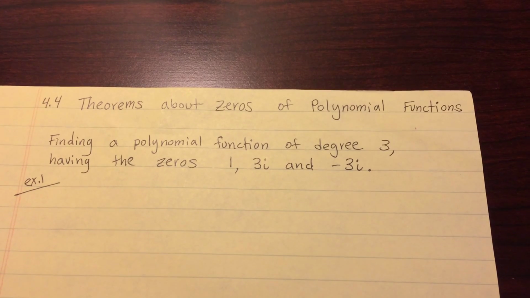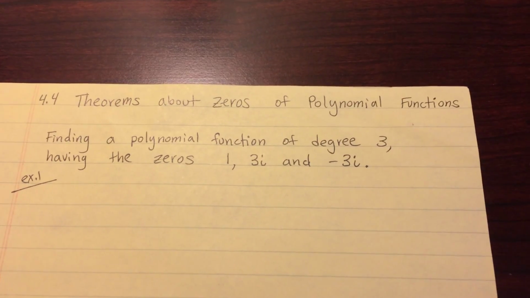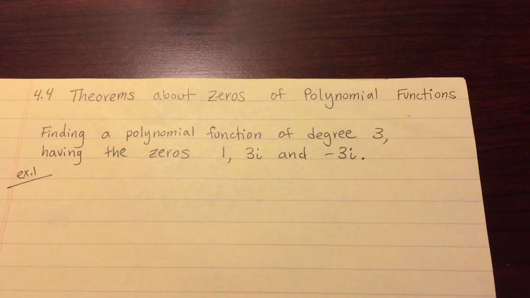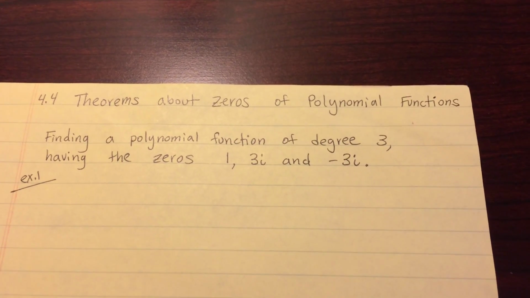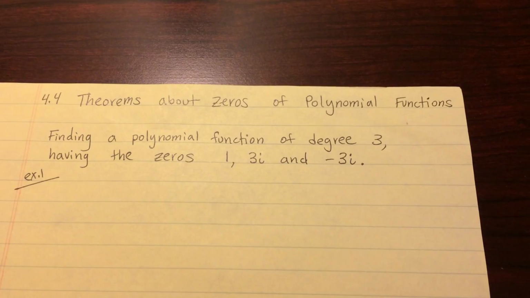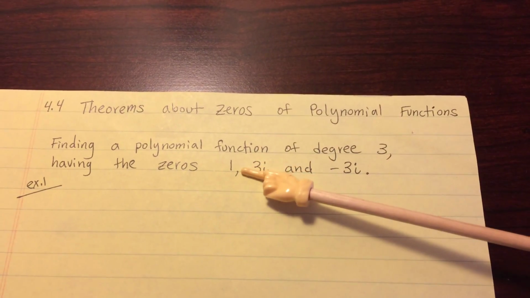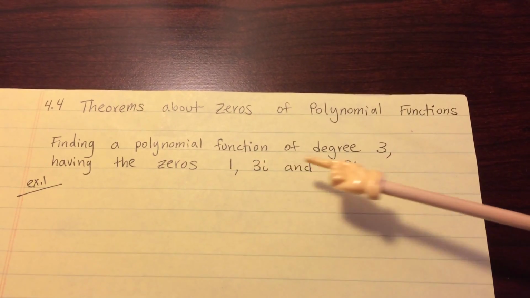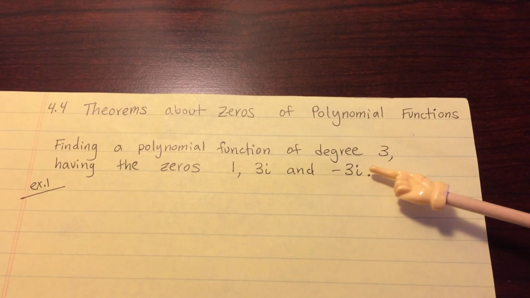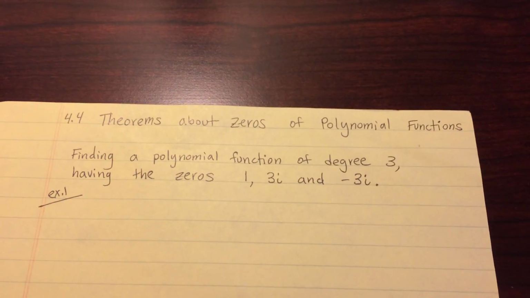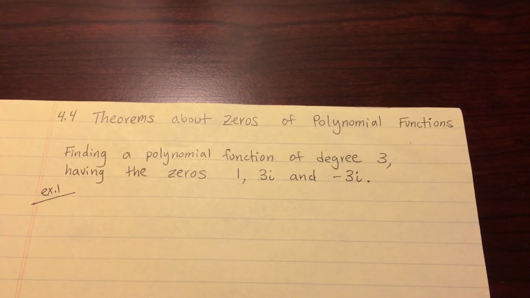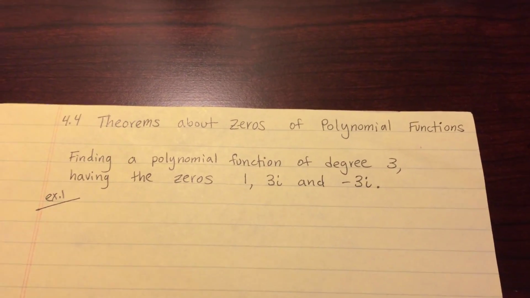So what we're going to do is go backwards from this, because previously we would have x to the third and then some equation, and we would have to find the roots. But in this case, they're saying here are the roots: 1, 3i, and negative 3i, and they're asking us to come up with the original equation instead. To do that, we're going to substitute those things back into the parentheses.